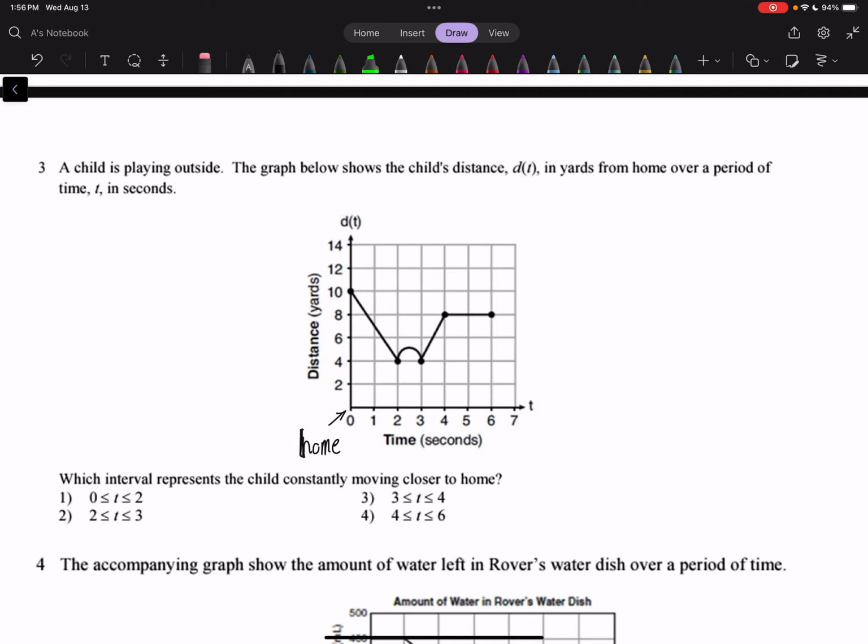Which interval represents the child constantly moving closer to home? So I'm looking for a decreasing interval. So from 0 to 2. Okay, starting at 0, going down to 2. That is decreasing over the entire interval.